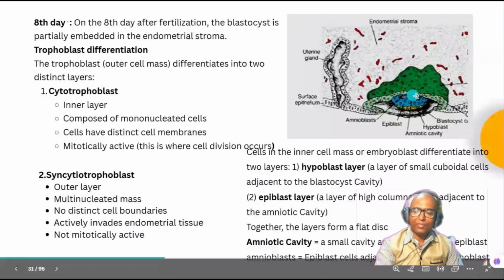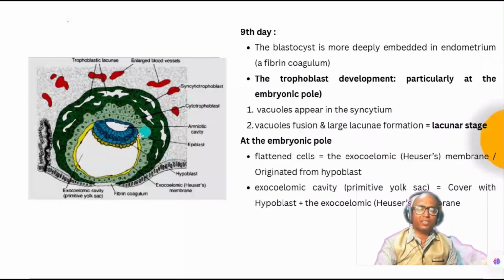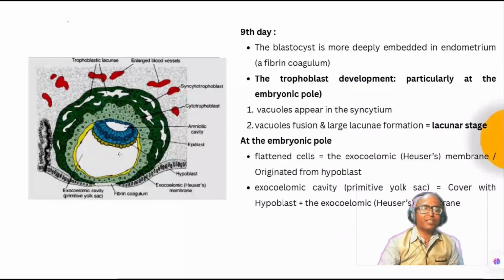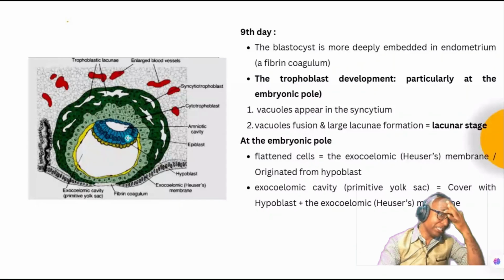Okay. So let us see the same thing here. Now you can appreciate it in a better way. So this yellow, these are flat cells. These are hypoblast. These are the tall columnar cells. These are called epiblast.